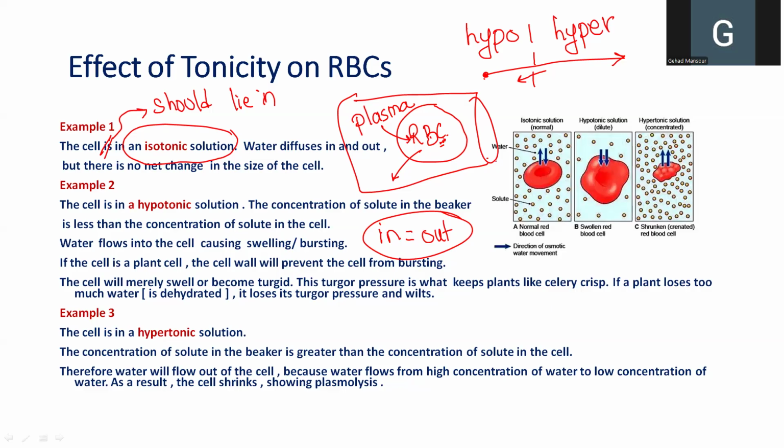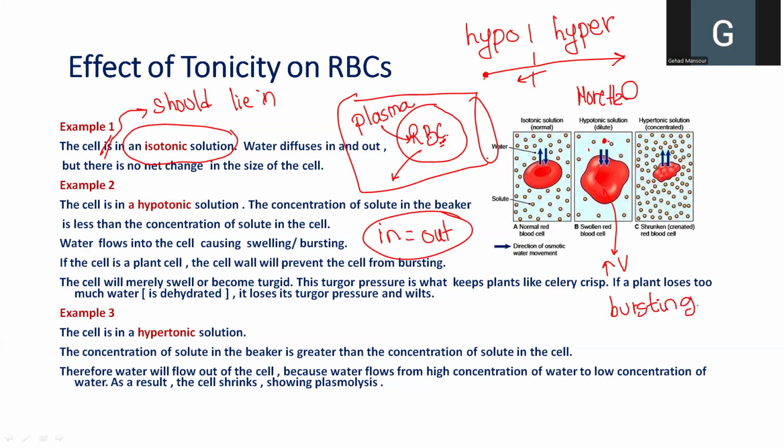But if the cell, on the other hand, is put in a hypotonic solution, what would happen is that the hypotonic solution has, by definition, more water than the inside of the cell. So water will pass, and this is how we should explain it. We should explain it explicitly. So water will pass by osmosis from the hypotonic surrounding of the red blood corpuscle to the inside, which results in increased volume of the cell, and it might result in bursting.